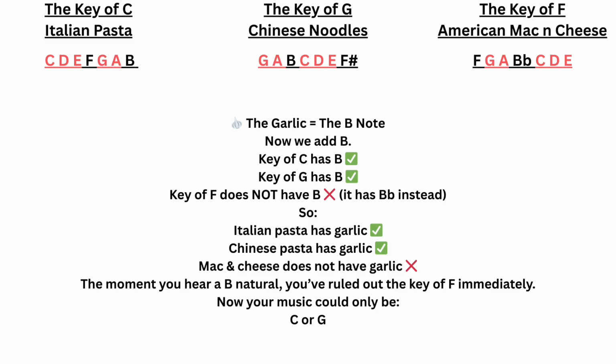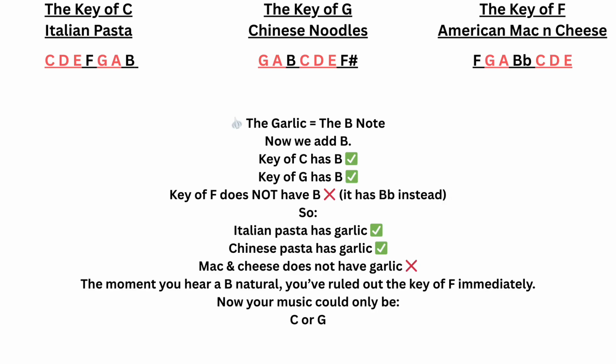Time to add some flavor, the garlic, also known as the B note. So let's add the note B. The key of C has a B note. The key of G has a B note. The key of F does not have a B. It has B flat instead. So remember, C is Italian, G is Chinese, mac and cheese is key of F.